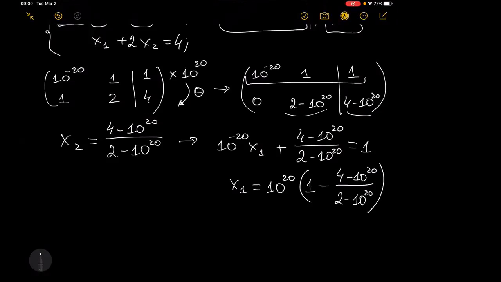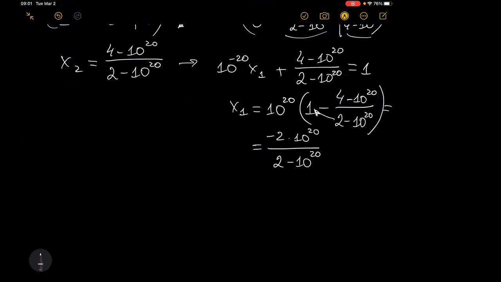Okay, so if you will bring it to the common denominator, you will get the following. It will be minus 2 multiplied by 10 to the 20 divided by 2 minus 10 to the 20. Okay, so it means that the exact solution is approximately 2, 1.